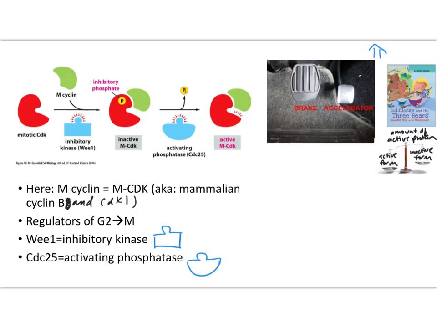Something else I want to introduce you to is a way that we describe the regulation that each of these enzymes is imparting. There's positive regulation and there's negative regulation. Negative regulation is when we have an inhibitor. So Wee1 is a negative regulator of the cyclin-CDK pair, whereas CDC25 is a positive regulator since it's an activator.